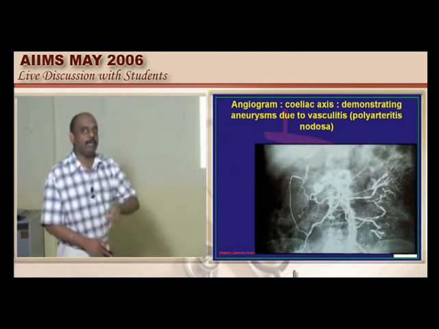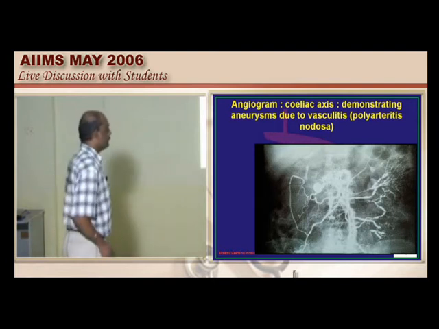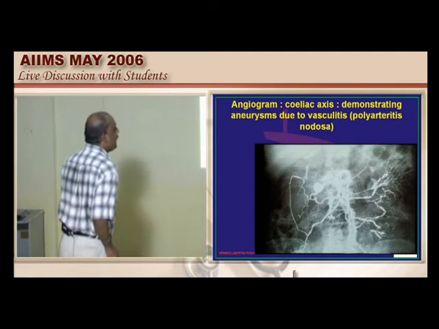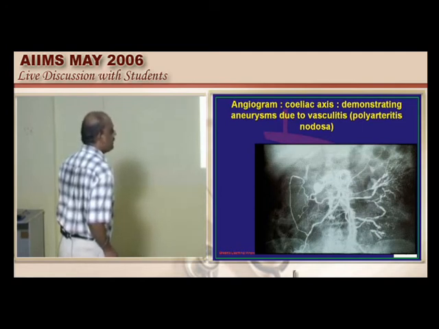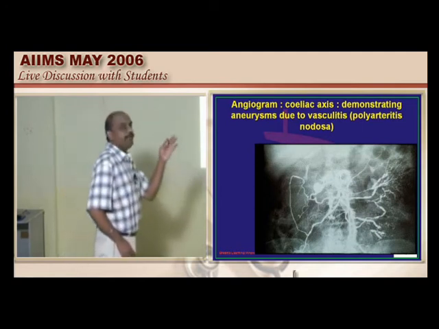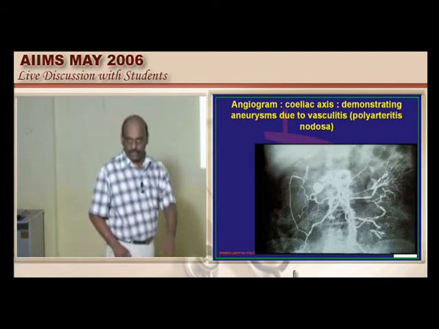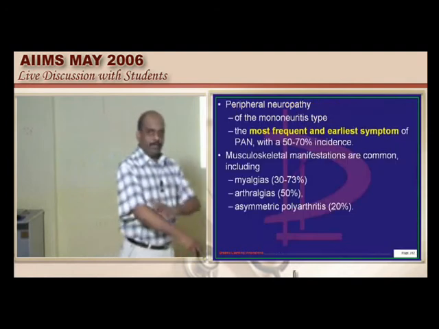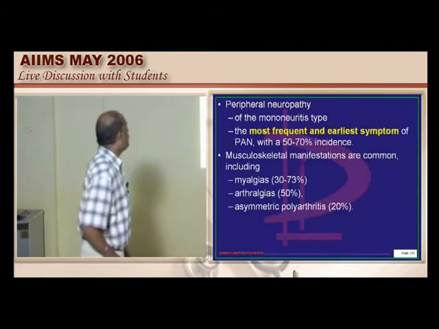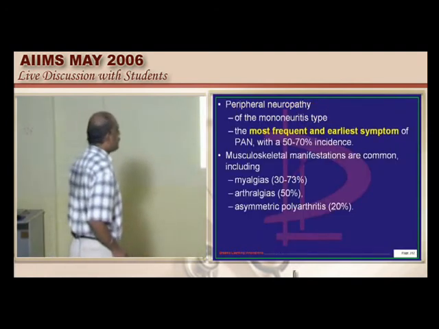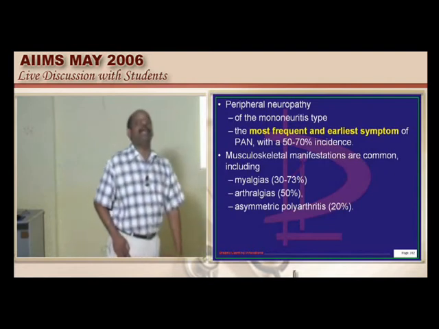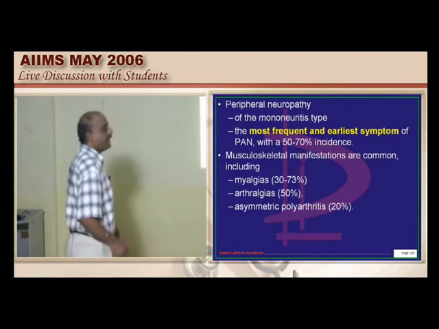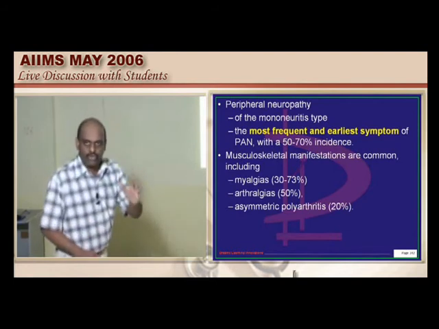Some of you are going to be future interventional radiologists. What you can see here, doctor, is this aneurysmal dilatation because of the vasculitis. It is a classical feature in the case of polyarteritis nodosa, which you should not forget. Peripheral neuropathy will be of the mononeuritis multiplex variety, and musculoskeletal features can be an asymmetric polyarthritis because of the vasculitis.